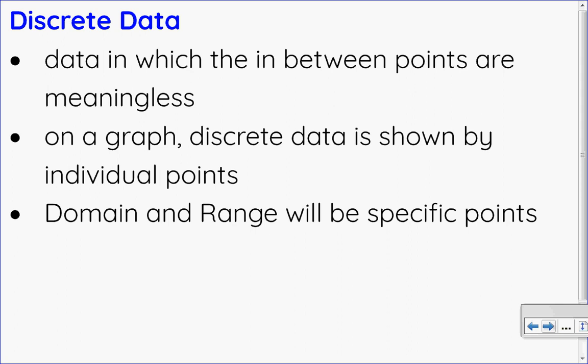So if I'm talking about a word problem, for example, I'm talking about maybe the number of people. I can't have between 1 and 2 people. I either have 1 or I have 2. There's nothing in between. So the in-between points would be meaningless. That would be discrete data.